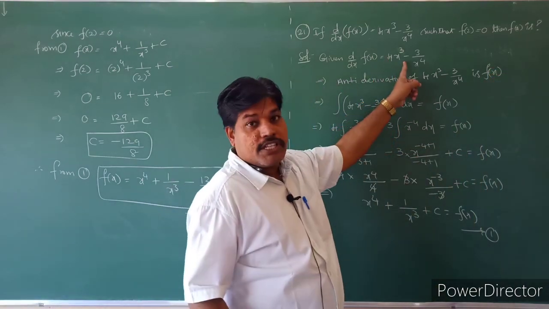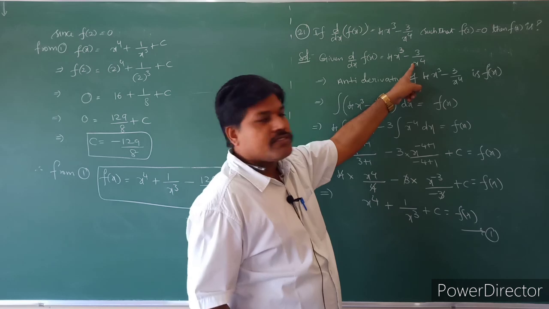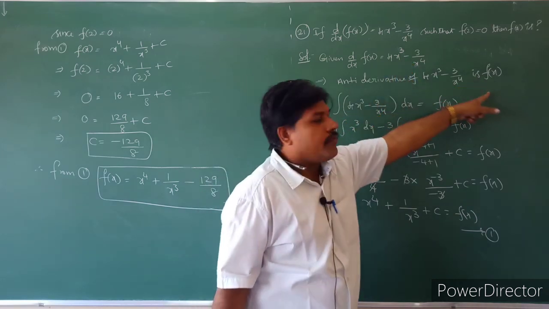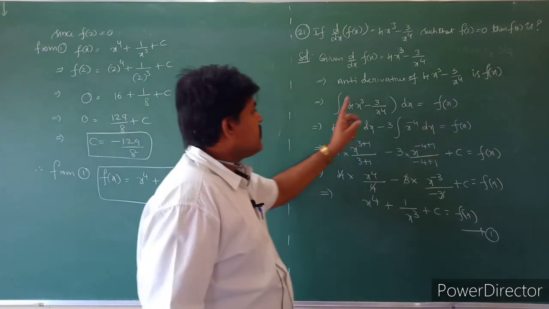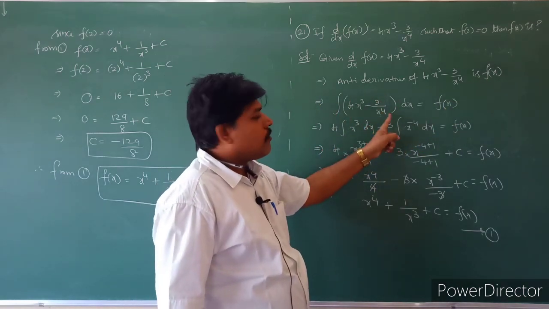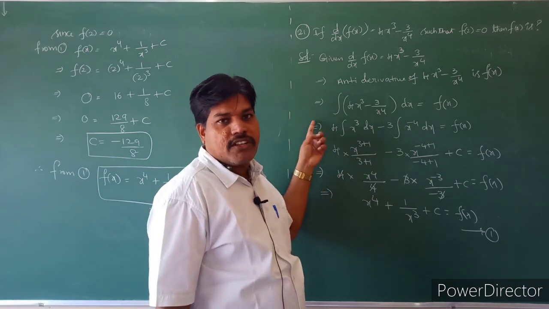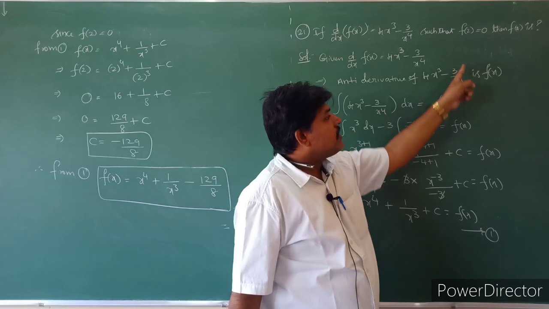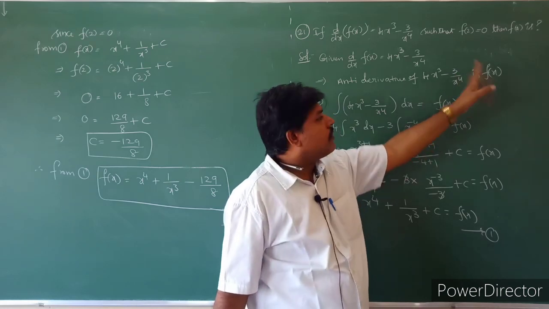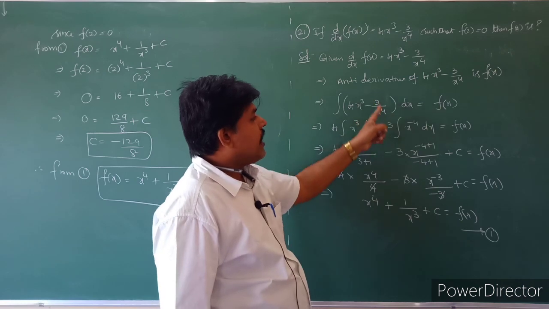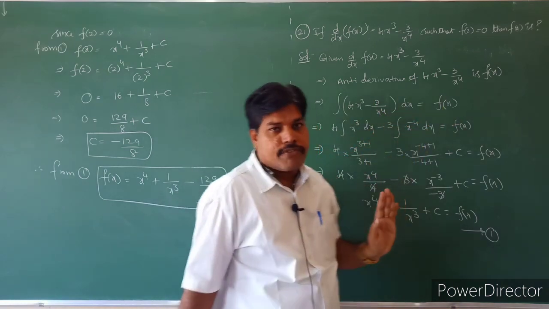Antiderivative of this one, the derivative of this one is this, yes or no? The antiderivative of this one is f of x. Okay, that meaning is integral of 4x cube minus 3 by x power 4. Antiderivative is nothing but integration. Are they understanding that? So integral of 4x cube minus 3 by x power 4 into dx is equal to f of x.